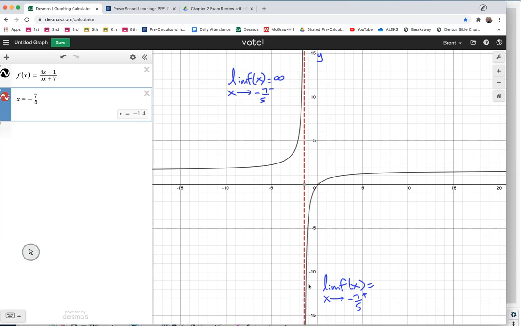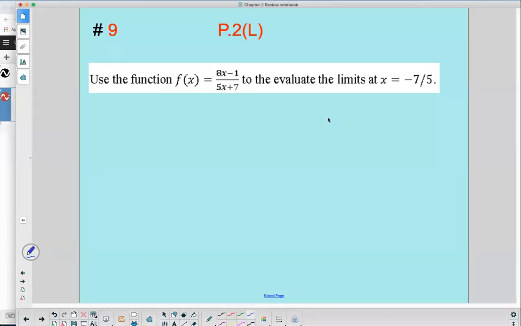Yeah, it is negative infinity. That's the answer. Why is it negative infinity? What's the graph doing? It's falling. So it'd be negative infinity. So these would be the answers right there. So that's number 9.